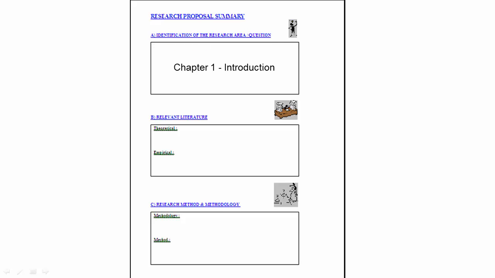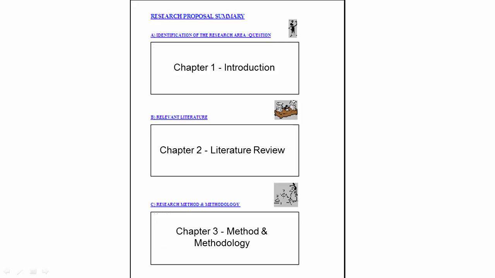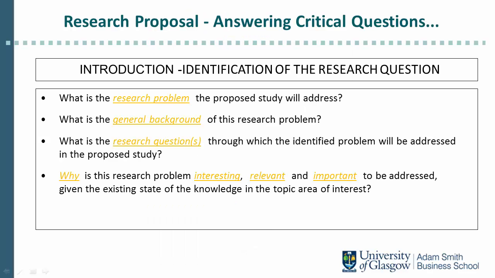So chapter 1 would be an introduction. Then your literature review chapter will be suggestively titled Literature Review. And finally, your chapter 3 will be Method and Methodology. This is really, in a nutshell, everything you've learned so far. So a structured view of things sometimes helps, doesn't it? Let's look at each of them in turn.